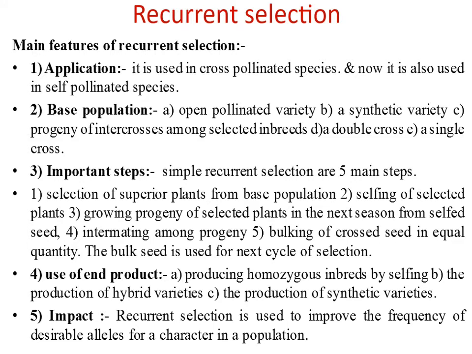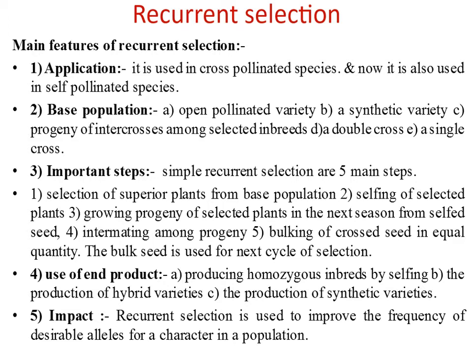Main features of recurrent selection. First, application. Second, base population. Third, improvement. Important steps. Use of end product and impact. Application: it is used in cross-pollinated species and now it is also used in self-pollinated species. Second one, base population: open pollinated variety, synthetic variety, progeny of intercrosses among selected inbreds, and double crosses and single crosses. These are the base populations.